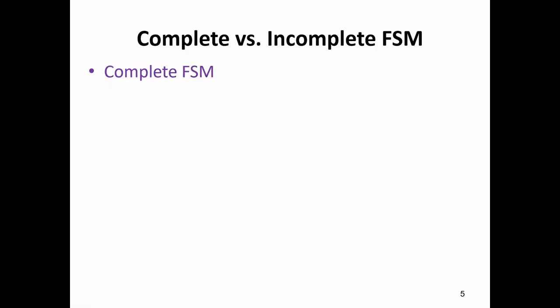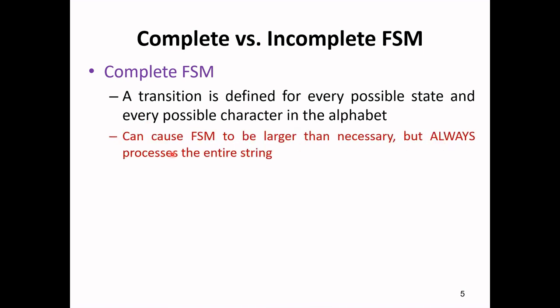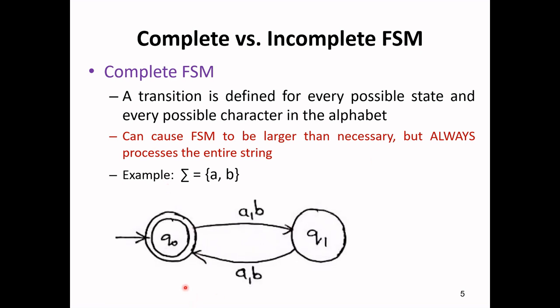What do you mean by a complete FSM? A complete FSM has a transition defined for every possible state and every possible character in the alphabet. It can cause FSMs to be larger than necessary, but it always processes the entire string. Let us see an example where Σ is {a, b} and this is the FSM given.